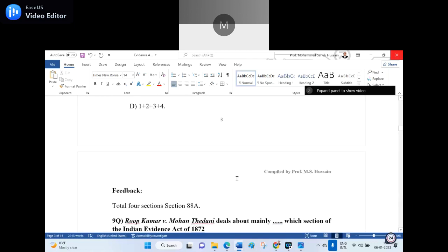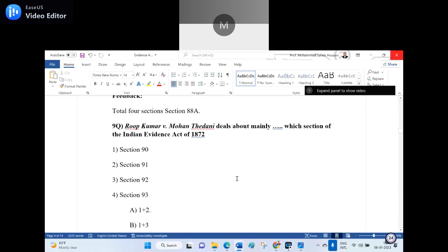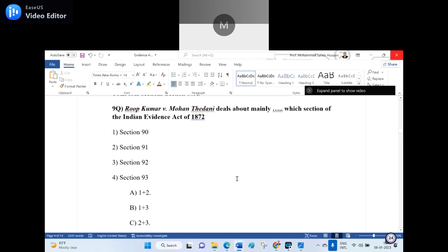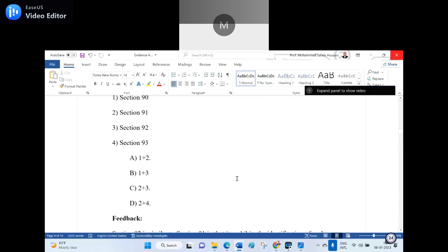Say yes. Yes, sir. Okay, 9th question. Rup Kumar versus Mohan Thadani deals mainly with which section of the Indian Evidence Act 1872? Number 1, section 90; 2, section 91; 3, section 92; 4, section 93. Options are given. A, 1 plus 2, B, 1 plus 3, C, 2 plus 3, D, 2 plus 4. Case law name, Rup Kumar versus Mohan Thadani. Which section does it deal with? Yes, anyone?